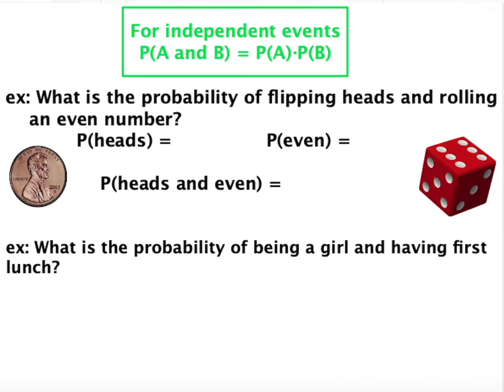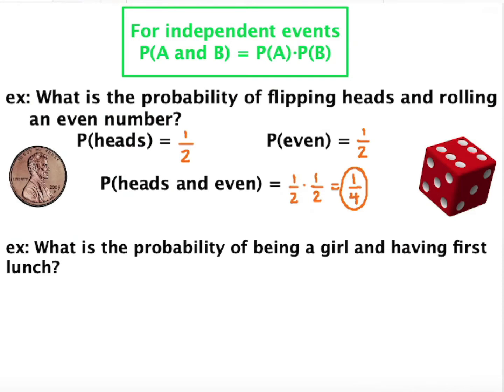If I were finding the probability of A and B happening, I would just take the probability of A times the probability of B. What's the probability of flipping heads? 1 out of 2. What's the probability of rolling an even? There's 3 evens out of 6, so we could say that's also 1 out of 2. And so what's the probability of flipping heads and rolling an even number? Since those are independent, we can simply take the probability of heads times the probability of an even number, and this would be the probability that you get heads and an even number.